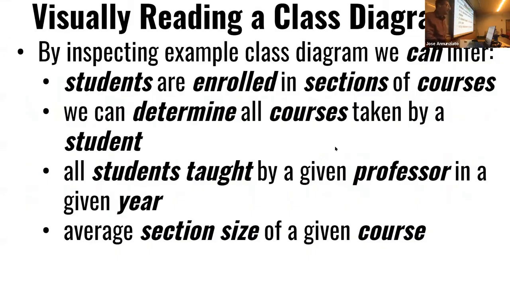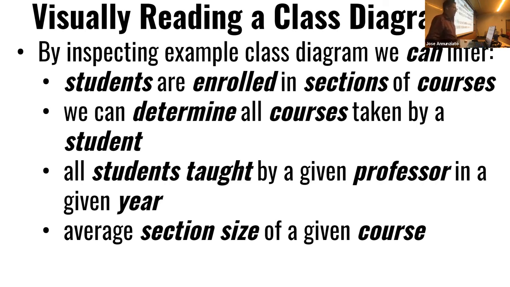All right, so reading the class diagrams. From visually looking at the class diagram we saw earlier, we can read certain things. We can answer certain questions, right? We know that students are enrolled in sections of a particular course. We can ask the database, what are all the courses that a student is enrolled in. We can determine which professor taught which course, which section. What's the size of the course? How many people are in a particular course? We can answer those things.